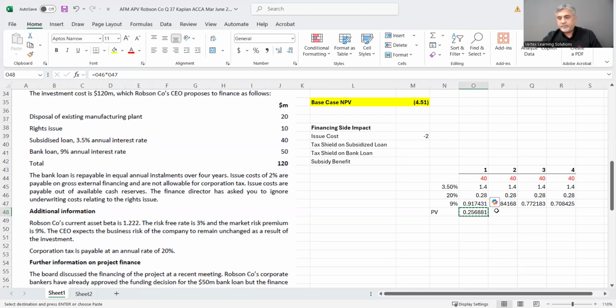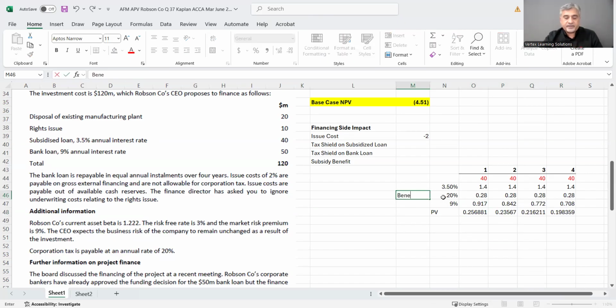So what I'm doing, I get a benefit of 2.4 million. Let me just take this one here. I get a tax benefit. This is my tax benefit, 20% is my benefit. And this is the present value of benefit, PV of benefit.